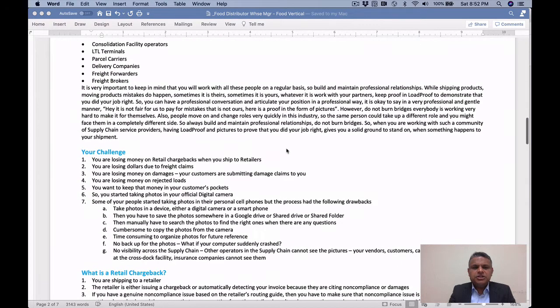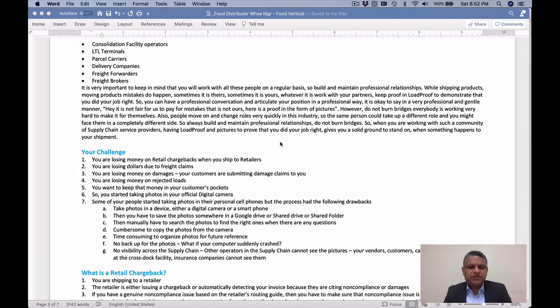So it's very important to keep in mind that you will work with all these people on a regular basis. So build and maintain professional relationships while shipping products, moving products. Mistakes do happen. Sometimes it's theirs, sometimes it's yours, right? Whatever it is, work with your partners, keep proof in LoadProof, demonstrate that you did your job right.